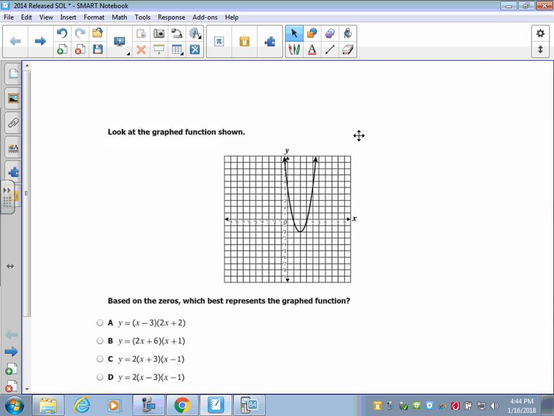In this video, we're going to take a look at the first 5 problems from the 2014 released SOL. So this is problem 1. It says, look at the graph function below. Based on the zeros, which best represents the graph function?